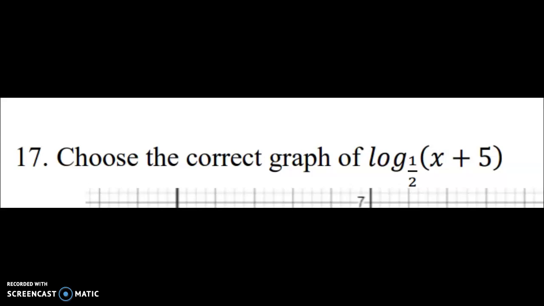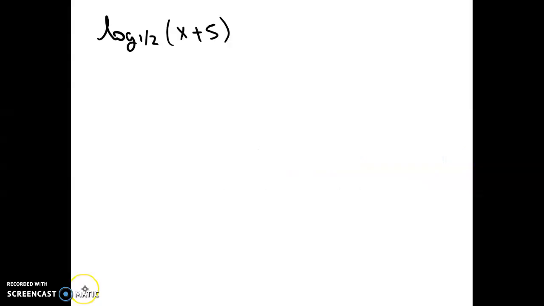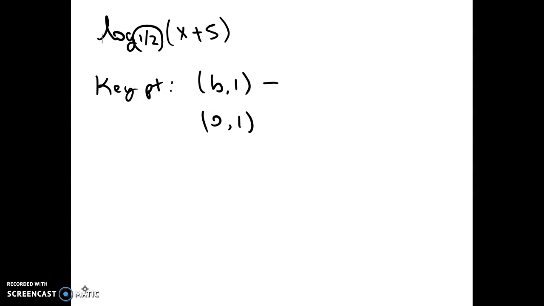Question 17. Choose a correct graph of log base 1/2 of x plus 5. Okay, so when we're talking about log functions, we need to talk about two key points. First one being (b, 1), and the other one being (0, 1). So these are before the transformations, and the b represents the base. So in this case, this would be 1/2. So (1/2, 1).